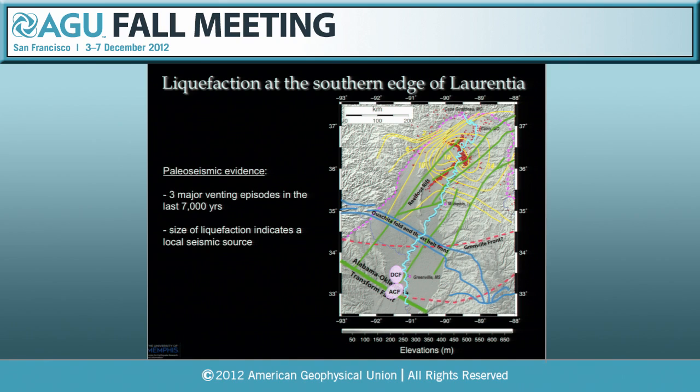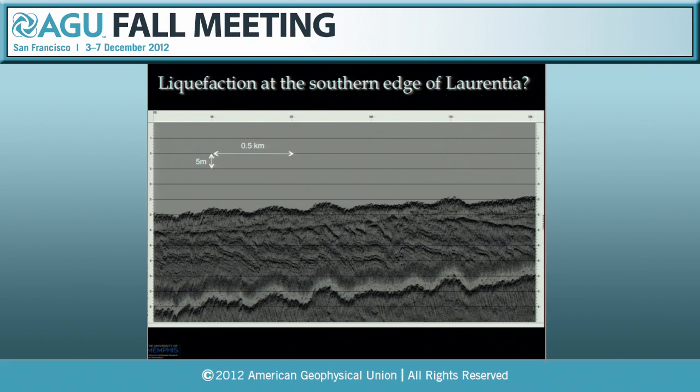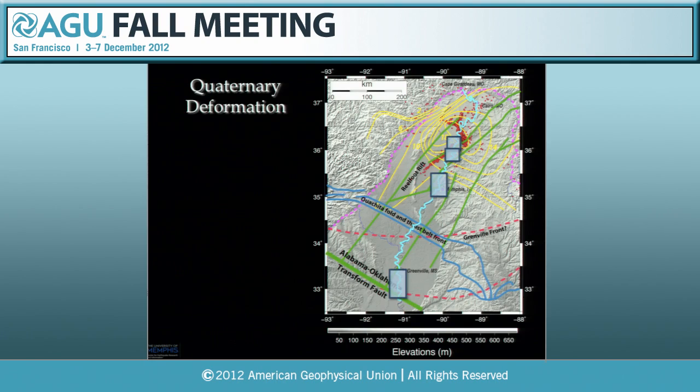And the size of the liquefaction suggests a local seismic source, not something that is associated with the farther seismic sources. And when we shot the seismic profile right next to that, that's what we found. Now that Eocene that we saw well stratified to the north is now completely deformed here. And because this profile is right next to those liquefaction sites, we interpret this as liquefaction at the edge of Laurentia.